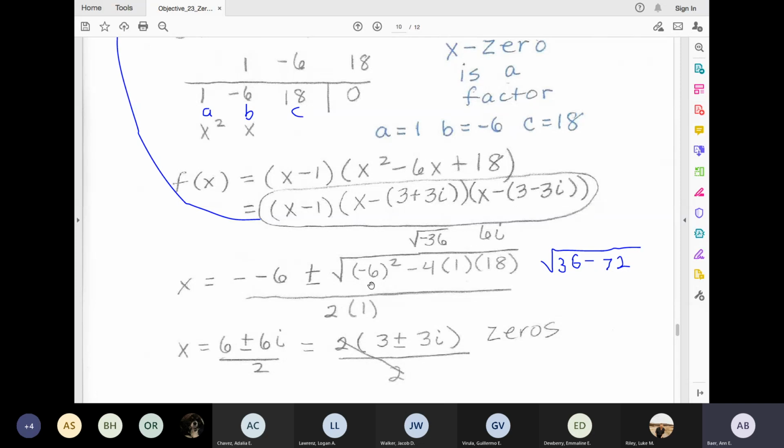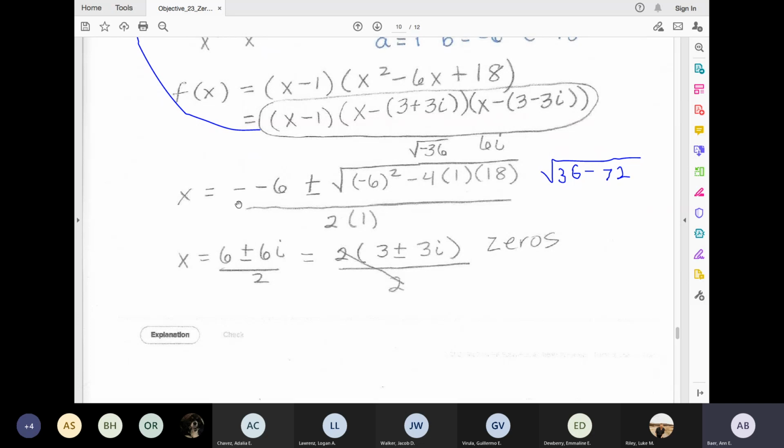So this radicand, this discriminant here, what's inside the radical, whatever you want to call it, turns out to be negative 36. This square root here turns out to be 6i. So that gives us negative of a negative, which is a positive 6 right here, plus or minus 6i all over 2. We can then factor out a 2.